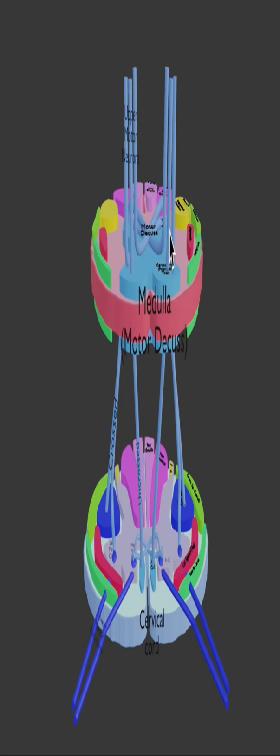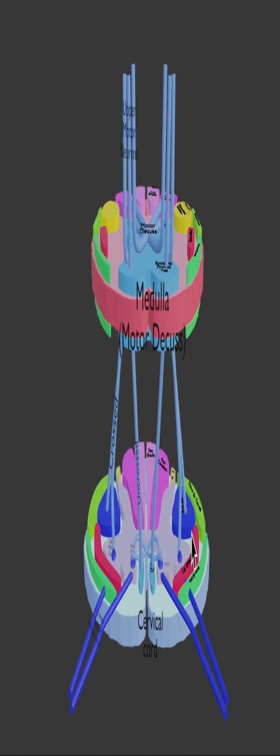At the lower level of the medulla oblongata, the corticospinal tracts start to decussate. So it crosses from one side to the other side. You can see that on both sides. The crossed fibers form the lateral corticospinal tract, as we saw in the spinal cord, and they terminate in the anterior horn cells to supply the limbs, for example.